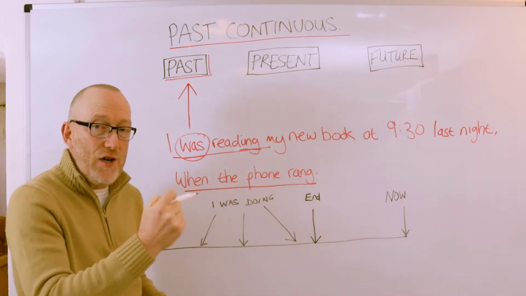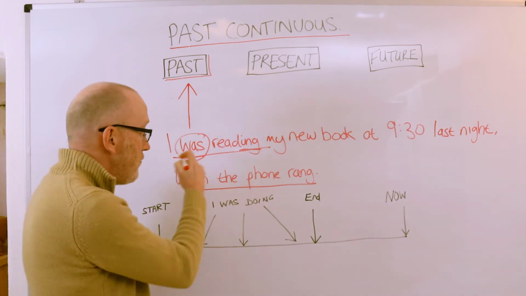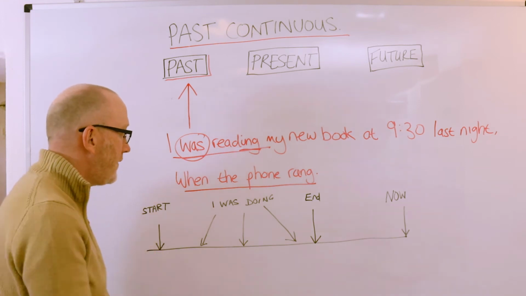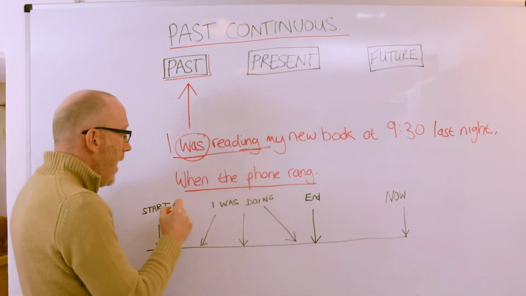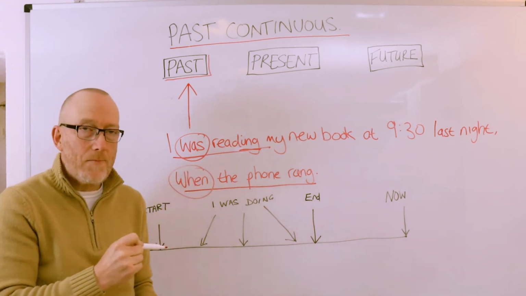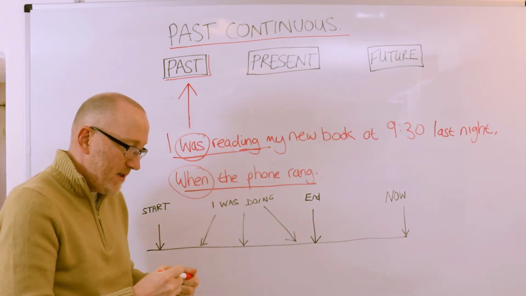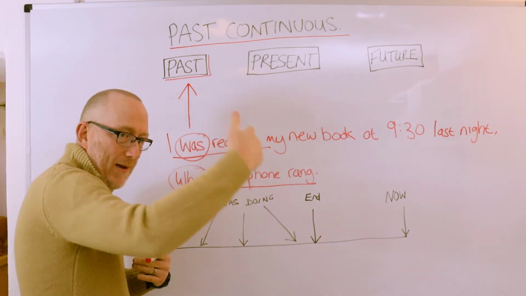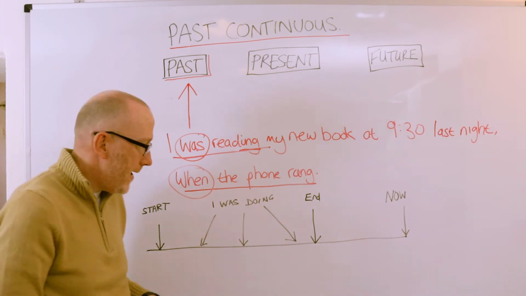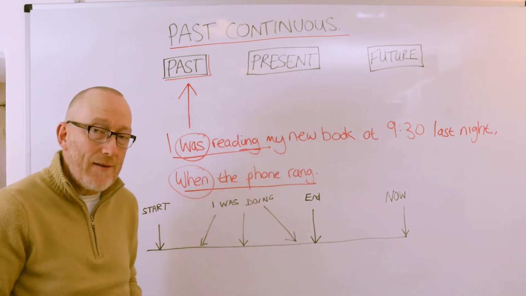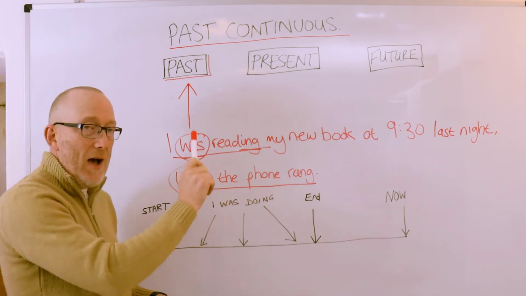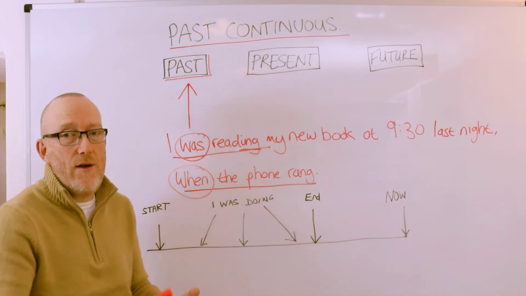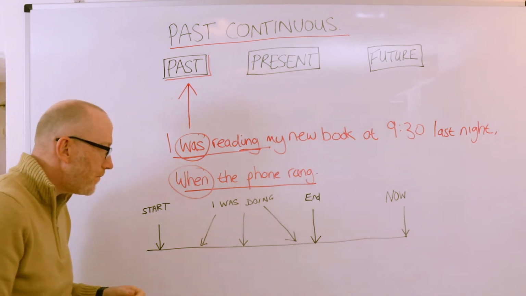Now the second action, the action that interrupted me reading, is always going to be described using the simple past, when the phone rang. And you'll probably find that this word or similar words and similar adverbs are used to describe one action happening in a sequence. Yeah? So when is very important in this sentence. I was reading my new book at 9:30 last night when the phone rang. When another action happened. Yeah?